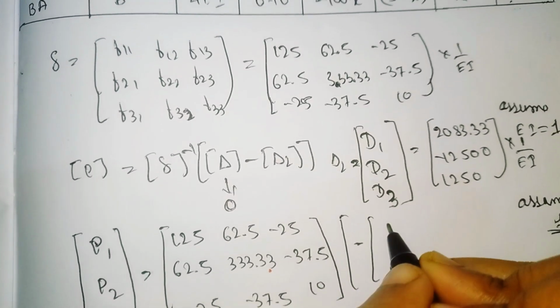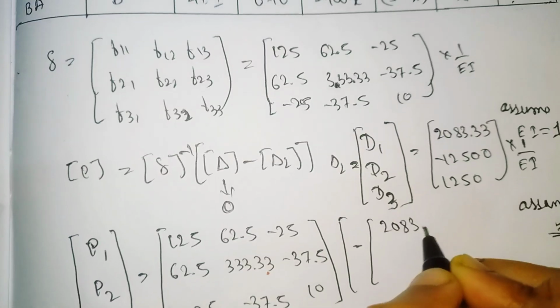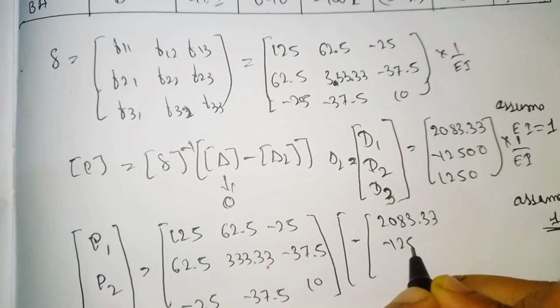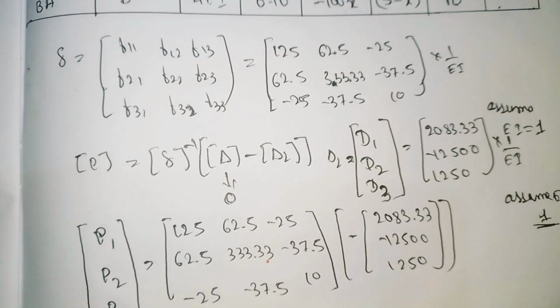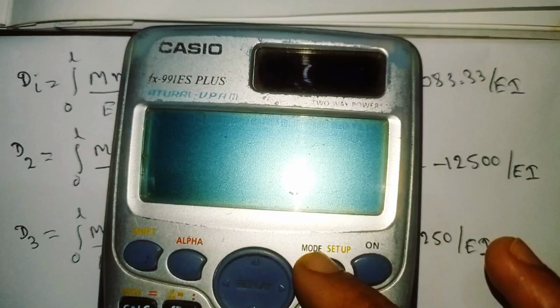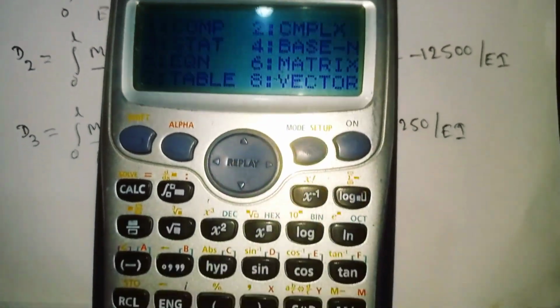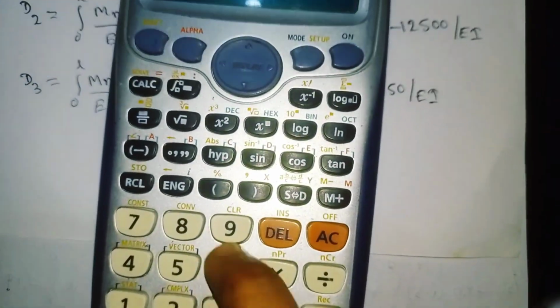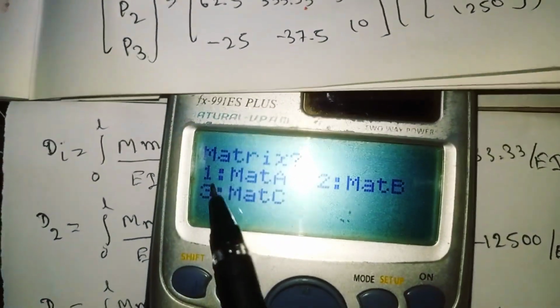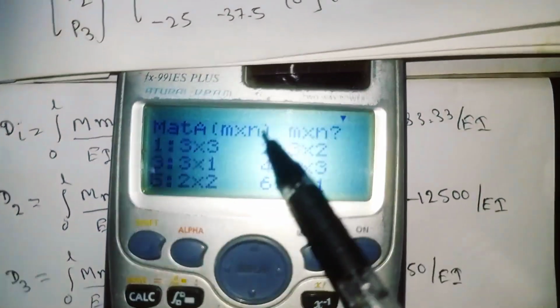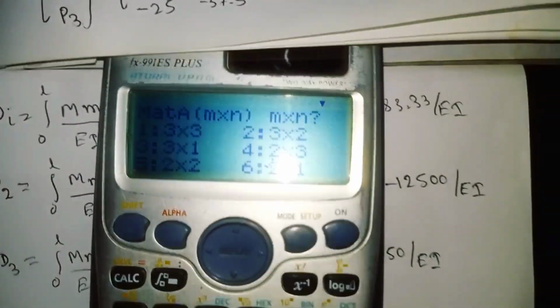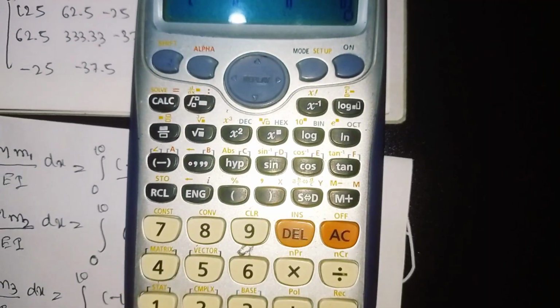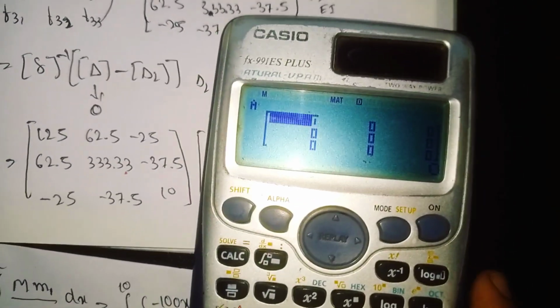Into minus of the D matrix we need to put here. The D1 value is 2083.33, minus 12,500 and 1,250. Now solve it by using the calculator. How to solve it, I will tell you. Press the mode, where the matrix option 6 is there, so press 6 here, and the matrix is at number 1, press 1. For our A matrix, which is 3 into 3, press 1 and 1.